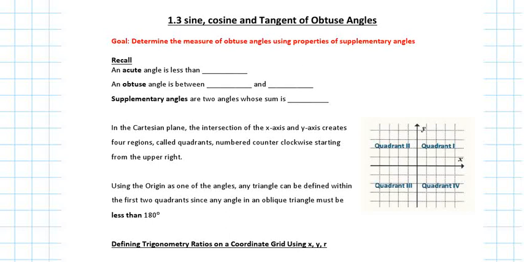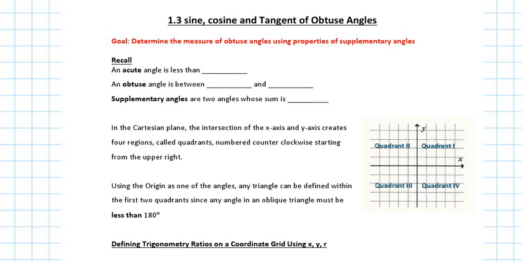Okay, so we are going to determine the measure of obtuse angles using properties of supplementary angles. That's the goal of today. Remember that obtuse angles are angles between 90 and 180. So we're going to try to figure out what's going on. We've already done this. This is not something new.